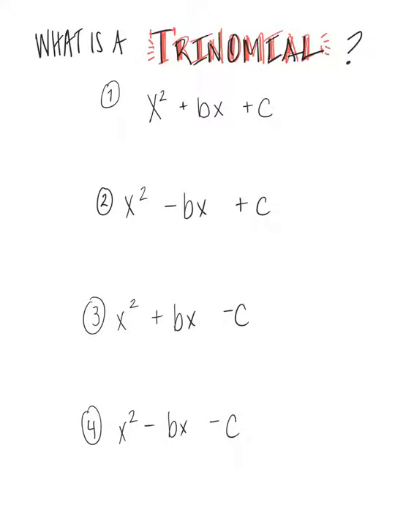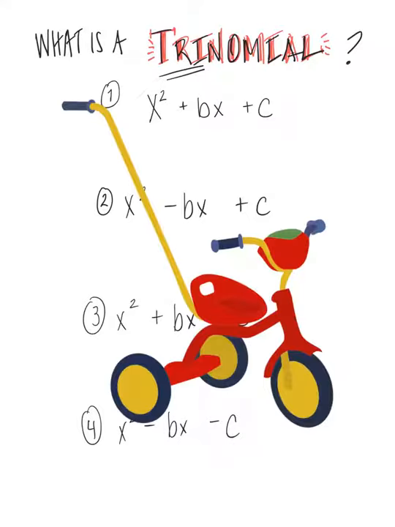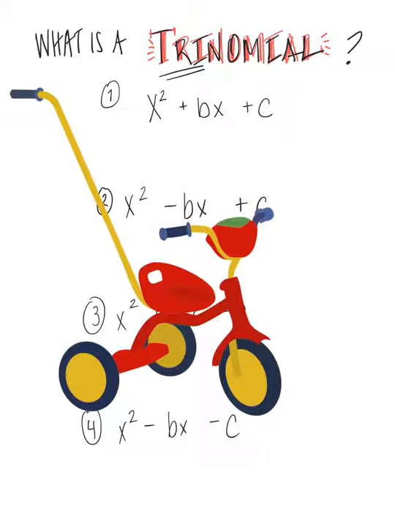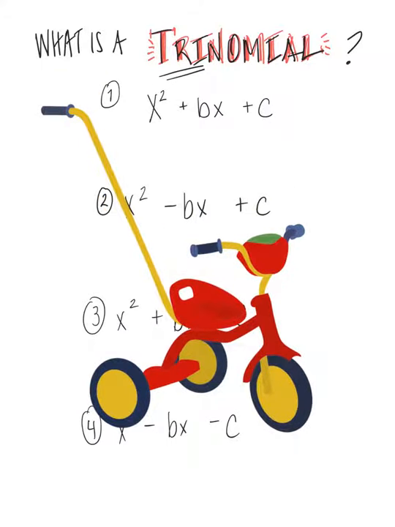All right, let's just review what a trinomial is. So a trinomial, you see this "tri," and we think of other things that are "tris." What do we think of? Well, the first thing that comes to mind is a tricycle. How many wheels does a tricycle have? Hopefully, you said 3. 1, 2, 3.